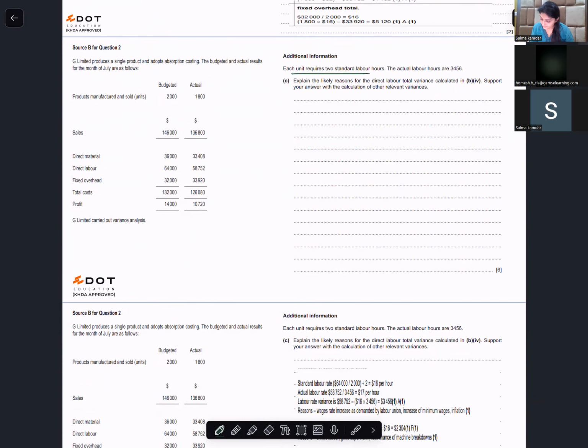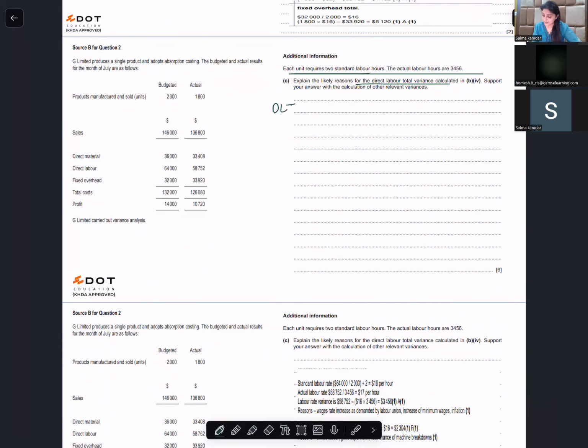Explain the likely reasons for the direct labor total variance. Additional information: each unit requires 2 standard labor hours. The actual labor hours are 3,456. Explain the likely reasons for the direct labor total variance.